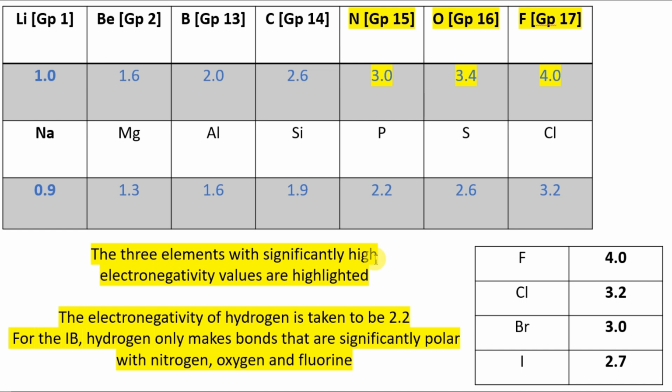The three elements with significantly high electronegativity values are highlighted. That's nitrogen, oxygen, and fluorine. The electronegativity of hydrogen is taken to be 2.2. For the IB, hydrogen only makes bonds that are significantly polar with nitrogen, oxygen, and fluorine, the ones that are highlighted in yellow. That creates hydrogen bonding, the strongest of the intermolecular forces.